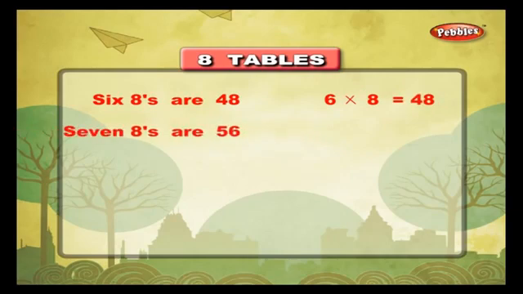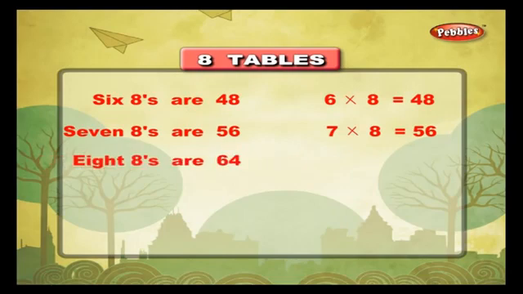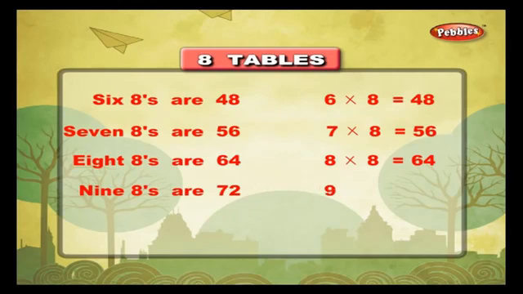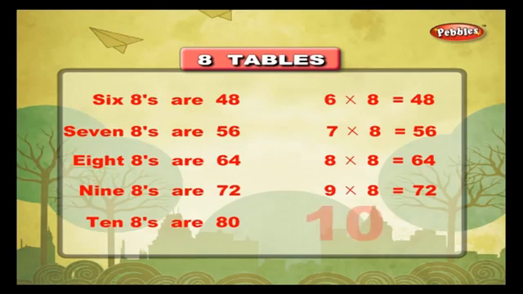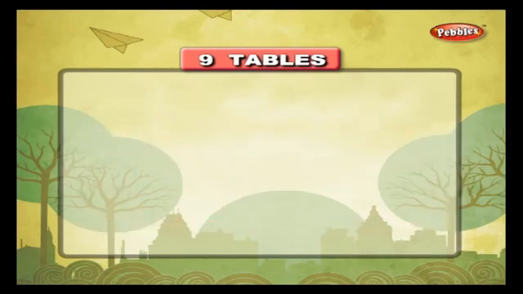7 eights are 56. 7 into 8 is equal to 56. 8 eights are 64. 8 into 8 is equal to 64. 9 eights are 72. 9 into 8 is equal to 72. 10 eights are 80. 10 into 8 is equal to 80. 9 tables. 1 nine is 9.